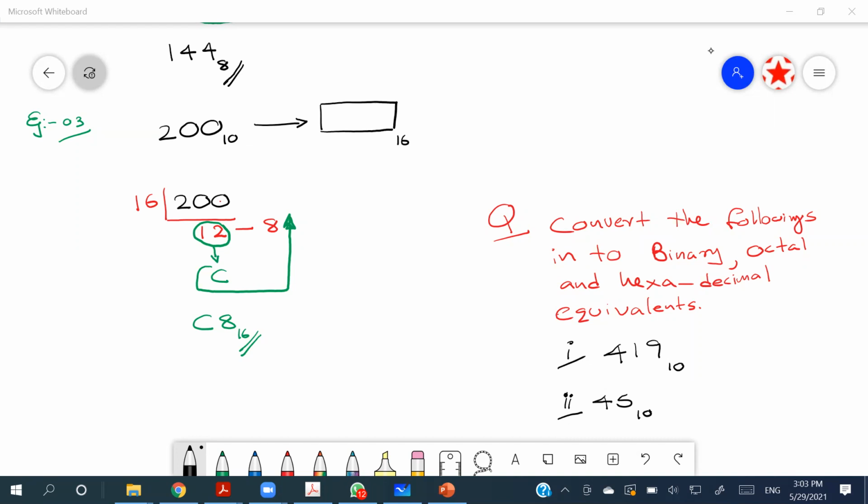If it is octal, we stop when we have something less than 8. If it is hexadecimal, we stop when we receive something less than 16. Then your division is wrong, Ravidu, because when we divide by 16, we won't be able to have something more than 16, right? When we do the division, the remainder part will always be something less than 16. It is not going to be something more than 16.